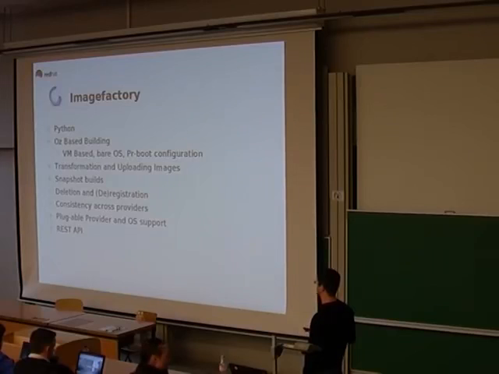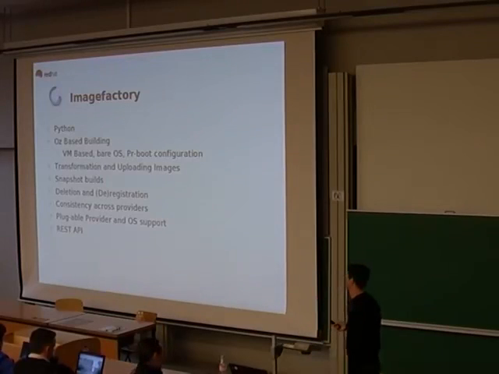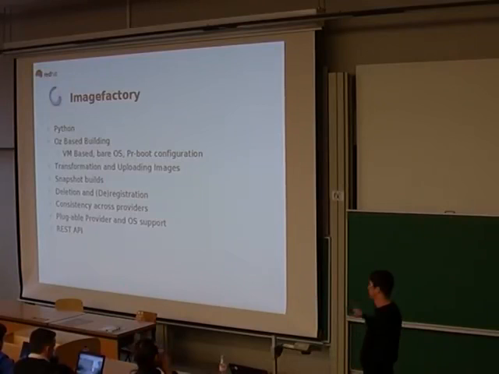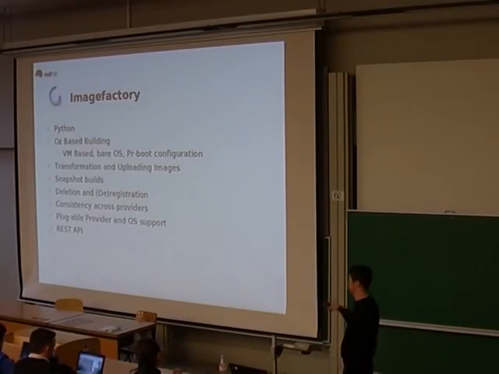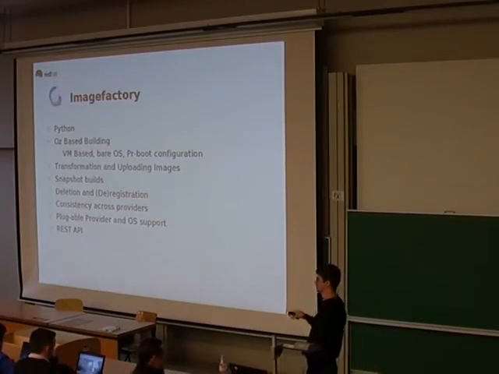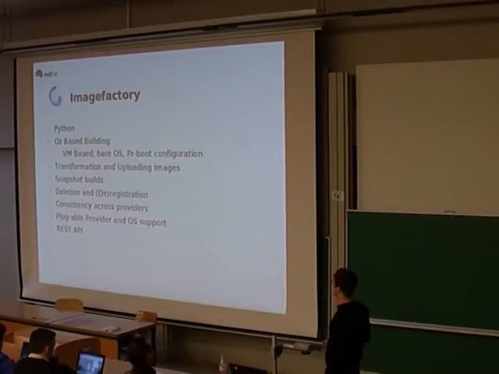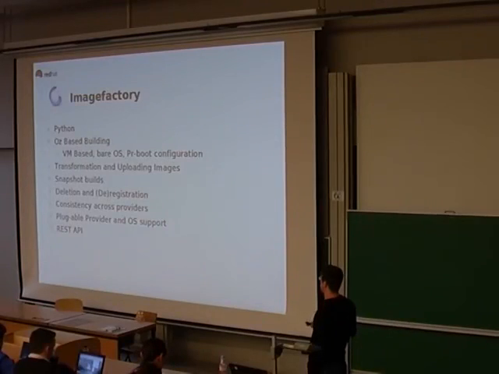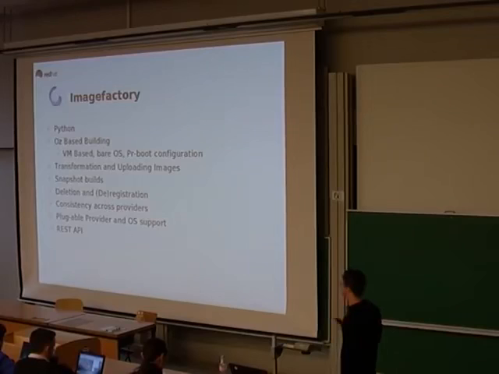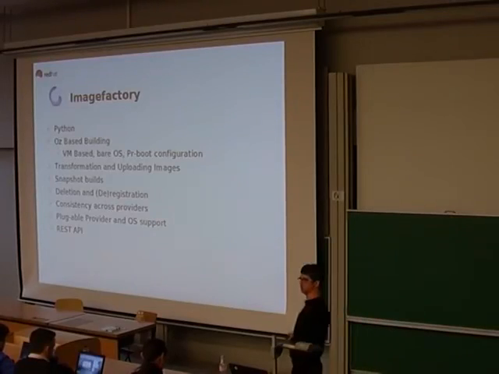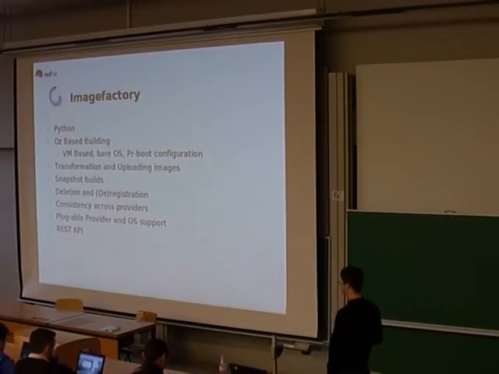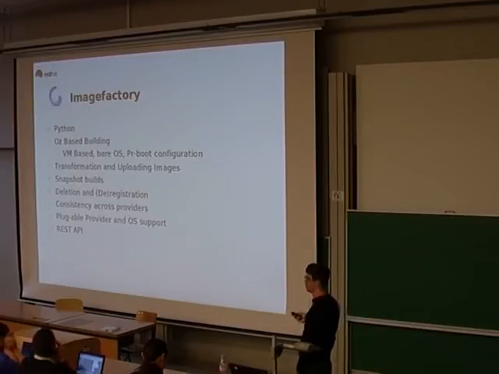We support snapshot builds, so you can build images inside the cloud that you're targeting. So for example, on Amazon, you can start an instance, configure it. Image Factory will take a snapshot, register it, and so on. It also offers a standard API for things like deletion and, well, actually we group the registration and deletion as one task, and it's a standard API for that. Because of the way Image Factory works, we can guarantee consistency across providers.